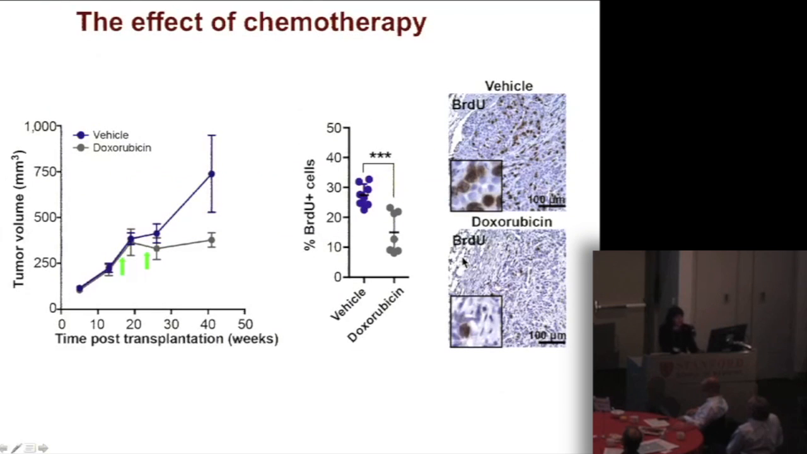Then we came back to the question, what would happen if we apply chemotherapy to these tumors to see how the clonal dynamics would change. So we used doxorubicin, which is one of the very commonly used chemotherapeutic agents in breast cancer, and treated the polyclonal tumors with doxorubicin. This was very effectively inhibiting tumor growth. We see the decrease in BrdU incorporation.